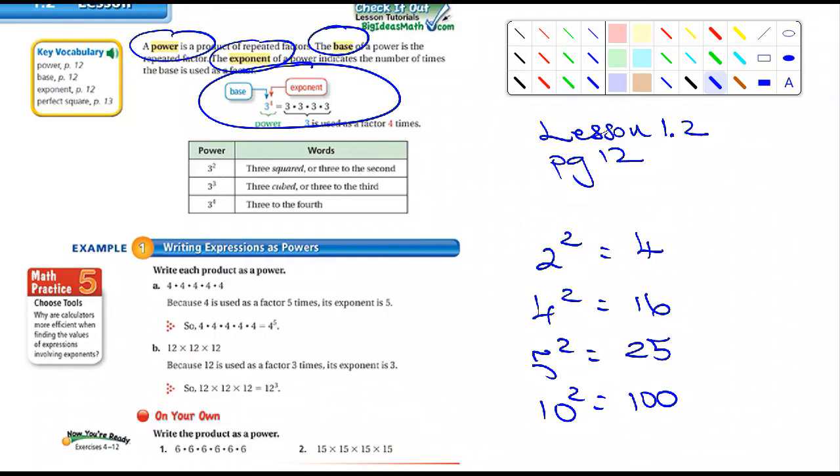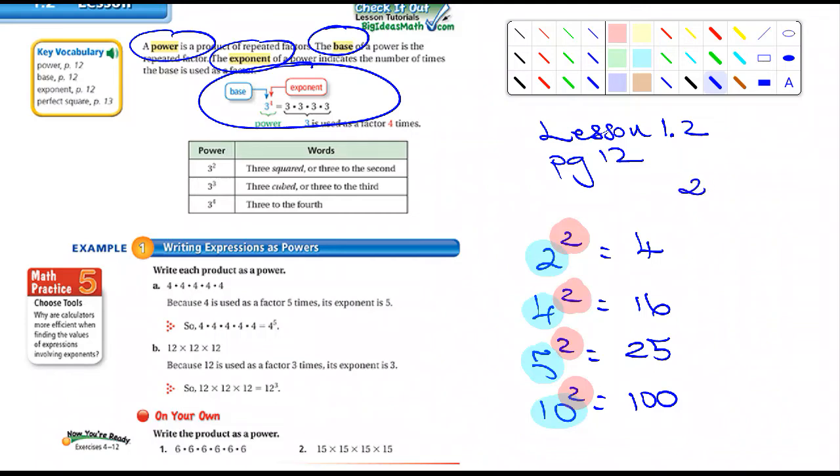Now, the base is this number right here. This is called the base when you're looking at the power of something. This is the base. That's the larger number. It's the one at the bottom. And this number here is called the exponent. And in this case, all the exponents are 2. But exponents could be larger than 2.